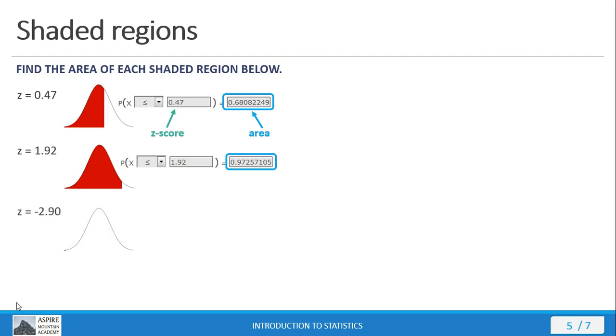What about the area to the left of a Z-score of negative 2.9? You can see it's just a really tiny little blip right here on the left. So a really small area. We're not expecting a big number, but we are expecting to get a number. So what is that number? Go ahead, stop the video, get into StatCrunch, see if you can find this.